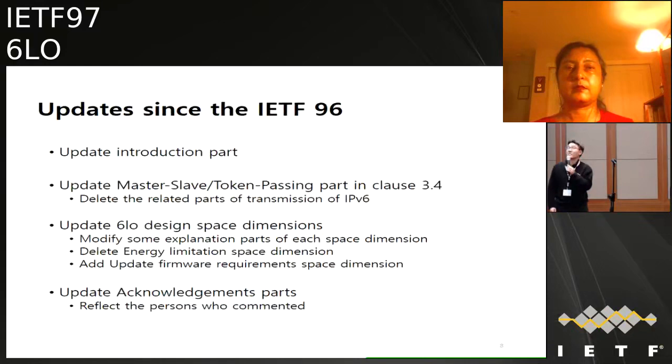Yes, this is the update from the last meeting. In this 03 version, we updated the introduction part, and we updated the MSTP part in clause 3.4. We deleted the latency part of transmission of IPv6. And we updated the 6lo design space dimensions. We modified some explanation parts of each space dimension. And we deleted the energy limitation space dimension because it overlaps with other design space dimensions. And we added the update firmware requirement space dimension. And we updated the acknowledgement part. Next page, please.